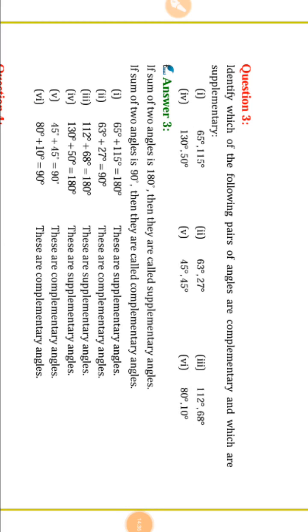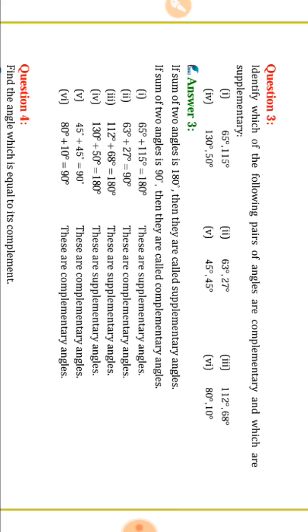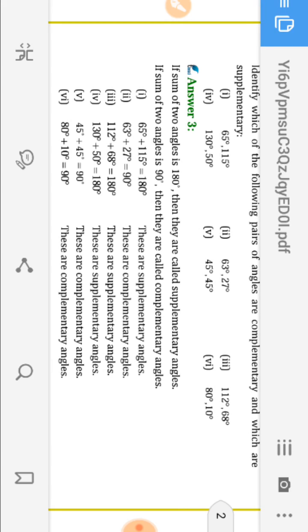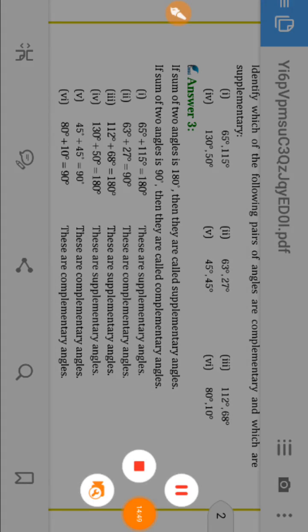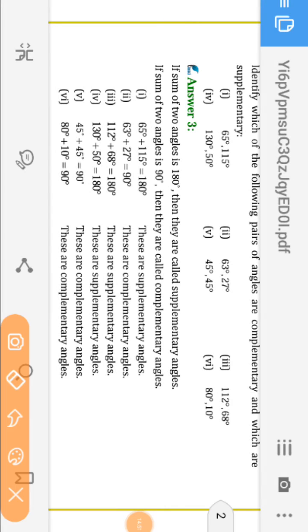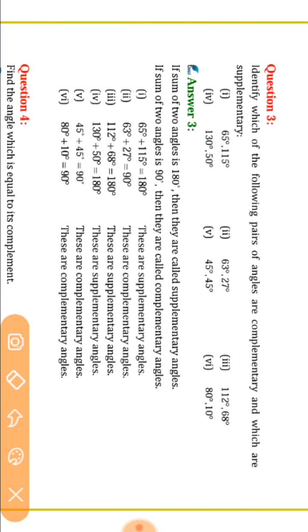Now go for the third question. See, identify which of the following pairs of angles are complementary and which are supplementary. See here the pairs. Here the pairs of angles are given. So 65, 115; 63, 27; 112, 68; 130, 50; 45, 45; 80, 10.